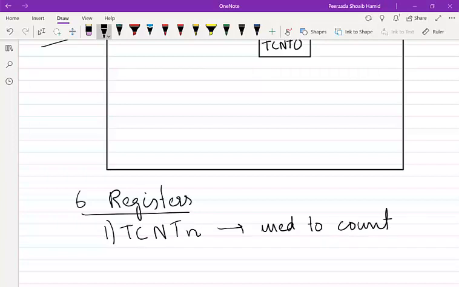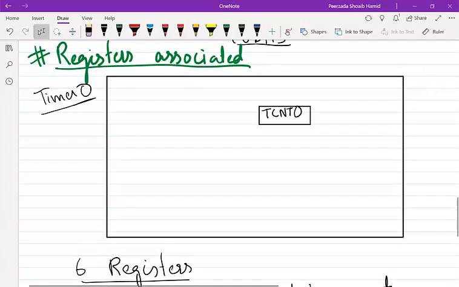This is the register that auto increments. And when this register reaches the maximum value and then overflows, you should remember it doesn't set the flag when it reaches the maximum value. It sets the flag when it overflows from FF to 00. That flag is known as the timer overflow flag. So this is a single memory bit, TOV. In case of timer 0, it's known as TOV0. This is the first register.